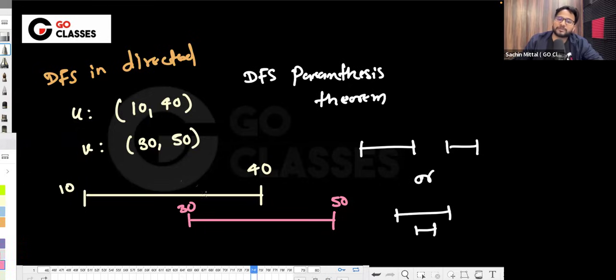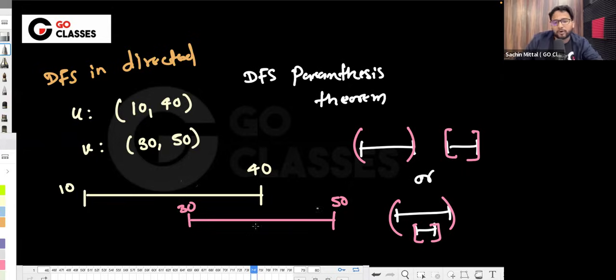Just like the parenthesis, which means if one parenthesis is starting like this and another parenthesis like this, then they are completely disjoint, or the other parenthesis is basically under the outer parenthesis. The inner parenthesis should be under the outer parenthesis. It cannot be the case that one parenthesis is open and then another is open, then this one is closed, right? This is not possible according to the DFS parenthesis theorem. So that's why A is wrong.